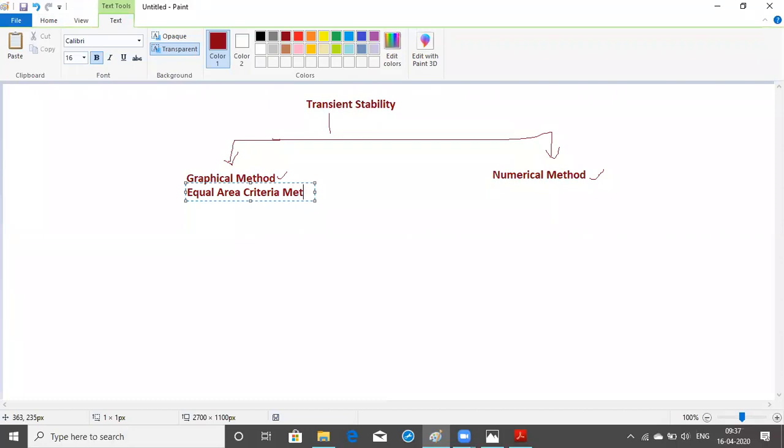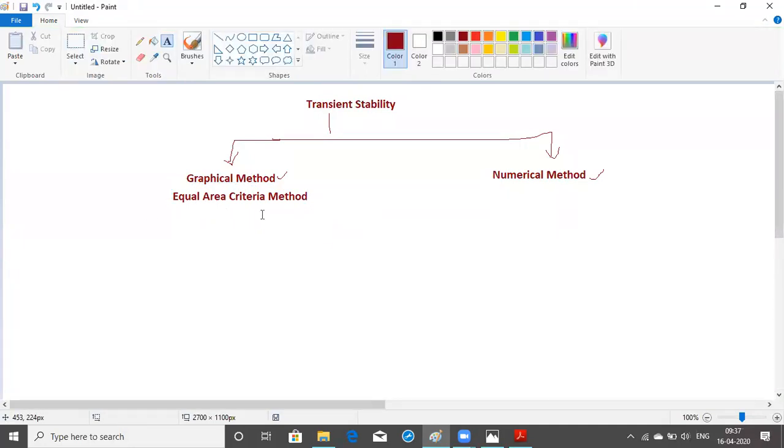This is actually the equal area criteria method. Based on the area, we are going to decide whether the synchronous generator will come to stable or not, that is, whether it is able to come to stable or not. We are going to decide based on the area. That is called the equal area criteria method.